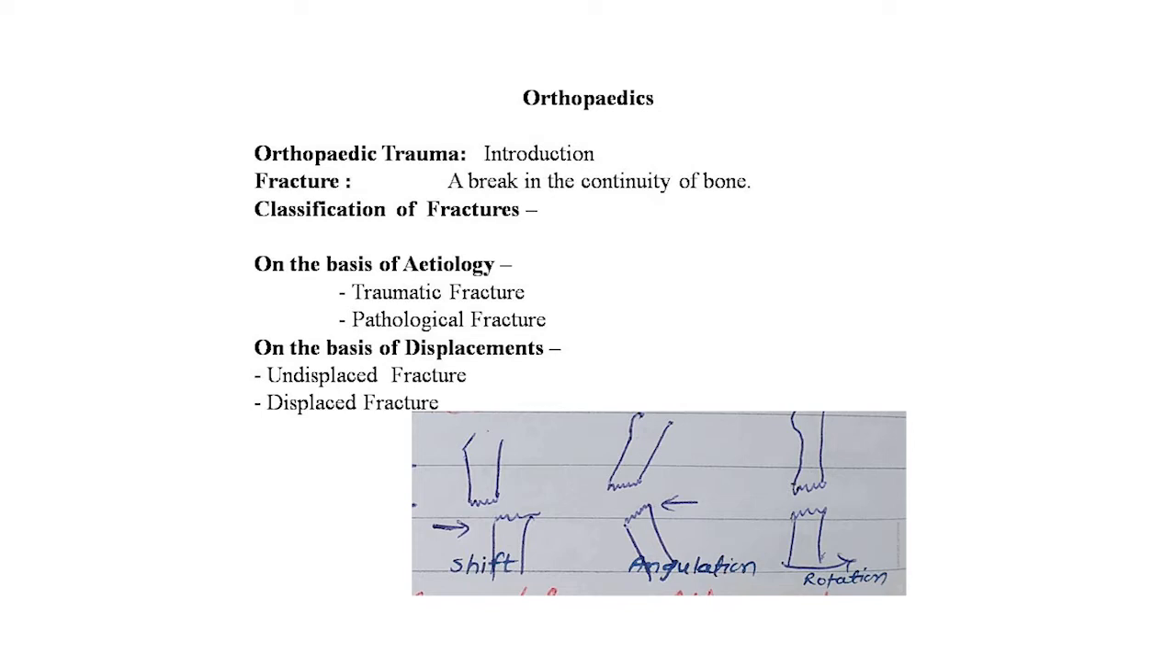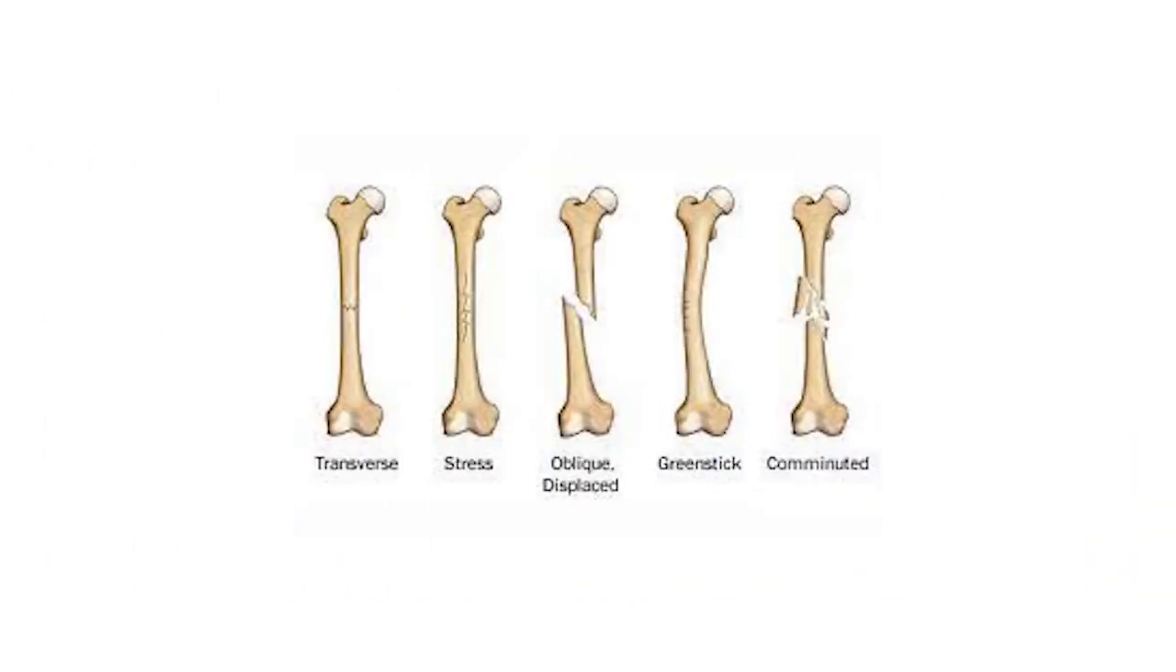Dear students, here is the image on your screen. You can see the shift type of fracture, angulation type of fracture, and rotation type of fracture. These are the fractures on the basis of displacement. Now, a good picture on your screen you are watching. There are various types of fractures: transverse fracture, stress fracture, oblique displaced fracture, greenstick fractures in children, and comminuted fracture is also there. These are the various types of fractures.